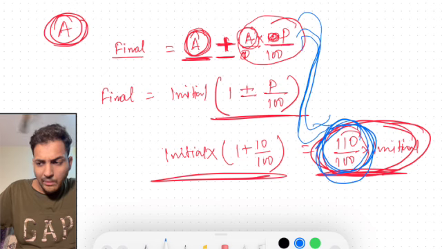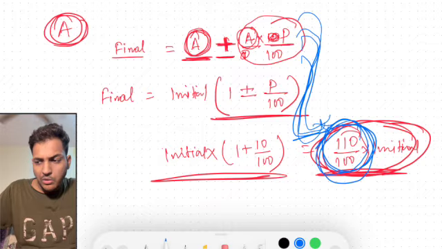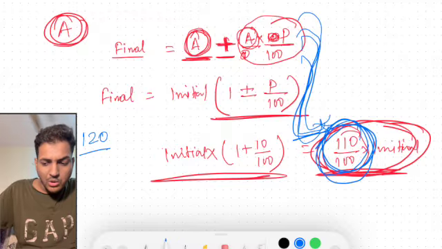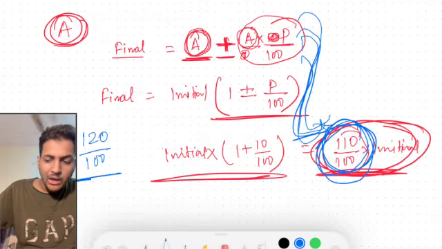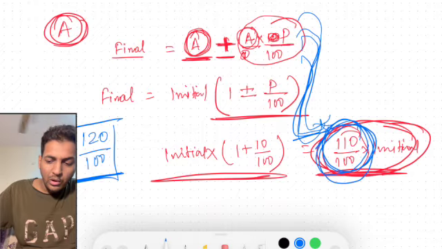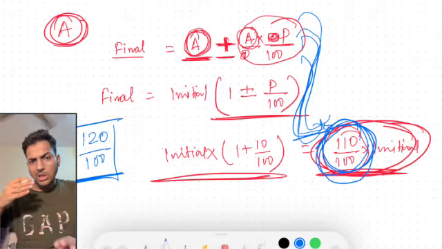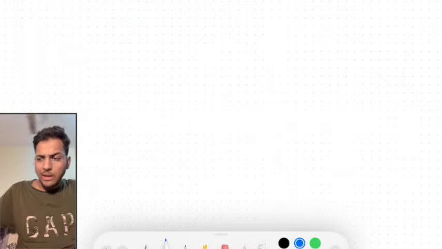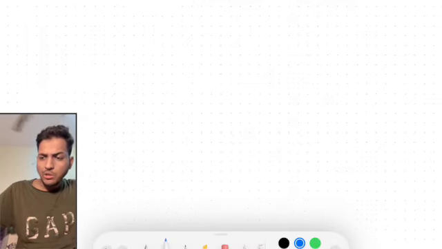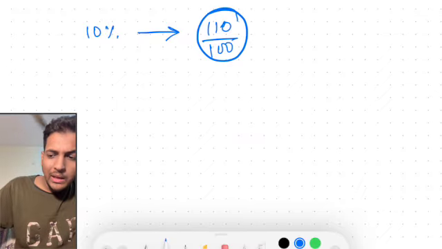How has this come? I have shown you here. How is this formula coming? But you have to learn only this thing. If you have to increase 20%, you will multiply the number by 120 by 100. Is it clear to you? If you have increased 30%, you will multiply by... so suppose we want 10% increase, what do you have to multiply? You will multiply the number by this.